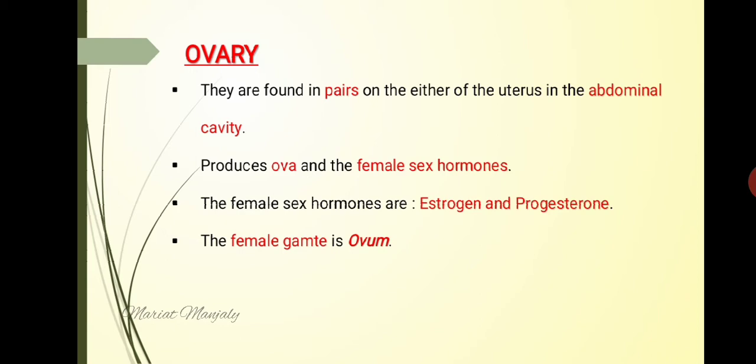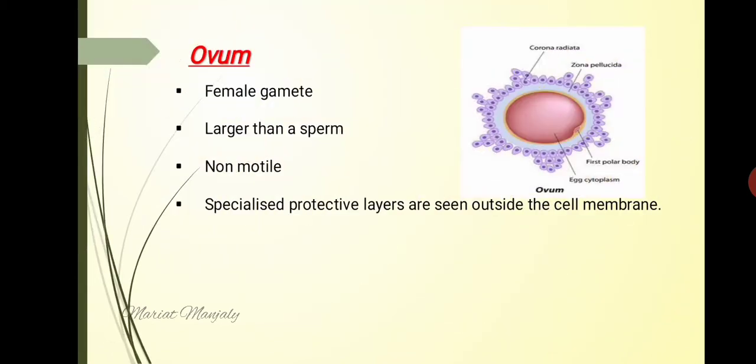The female gamete is called the ovum, and this female gamete is usually larger than a sperm and it is non-motile. It has specialized protective layers outside its cell membrane.